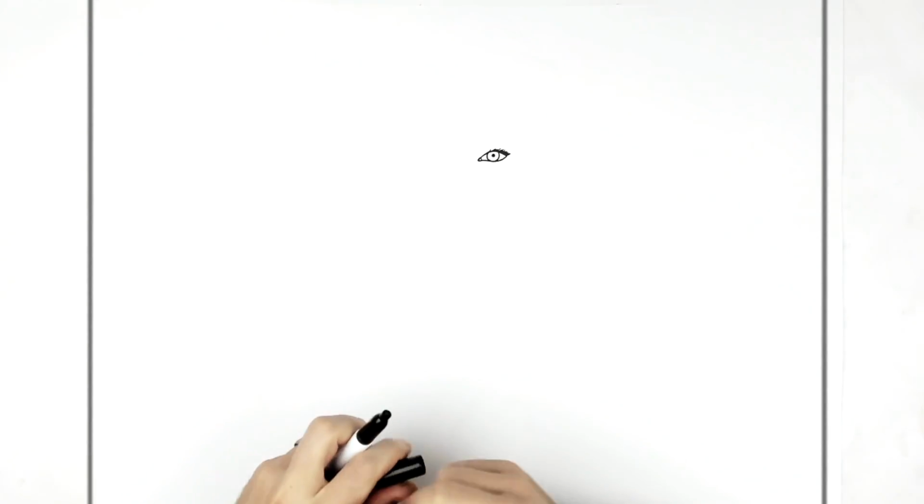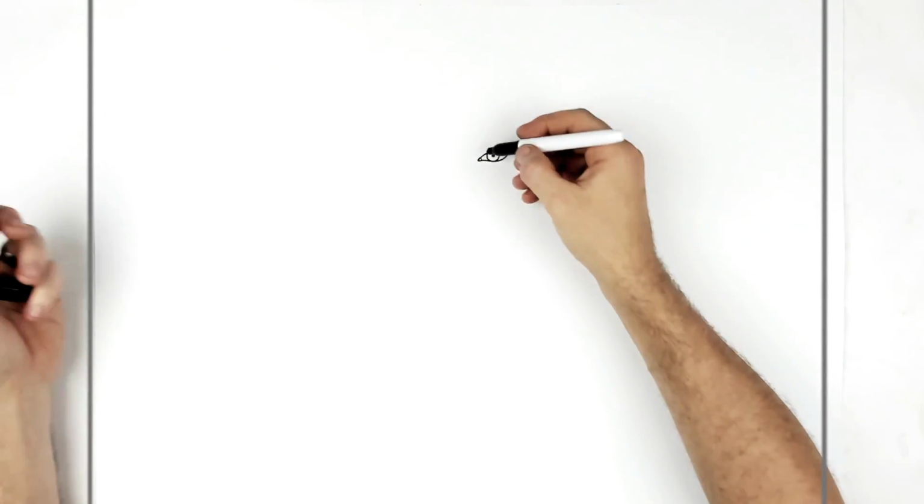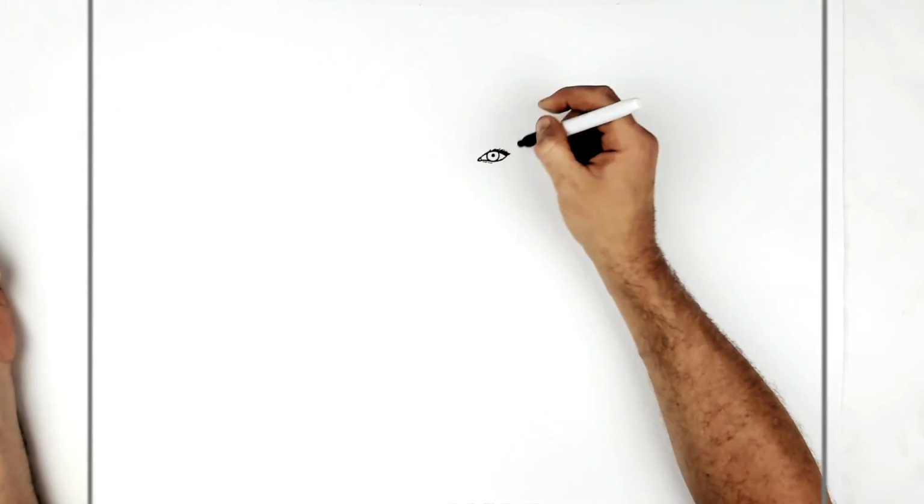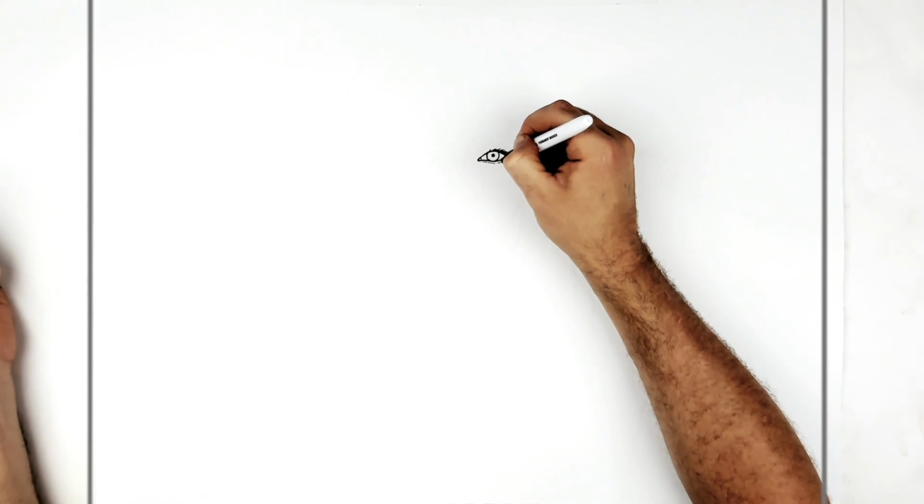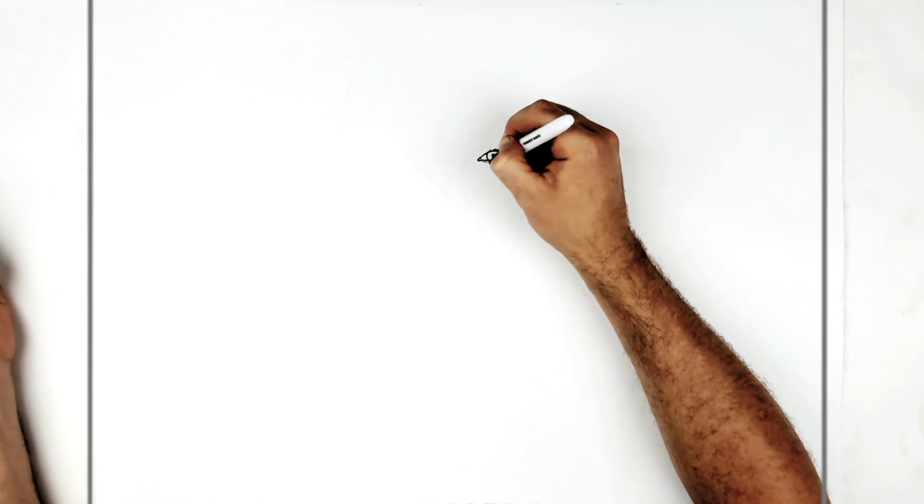So then on the bottom eyelid, you can have some eyelashes as well. So just like a light sort of dots and dashes kind of coming around here, and some eyelashes sticking down.